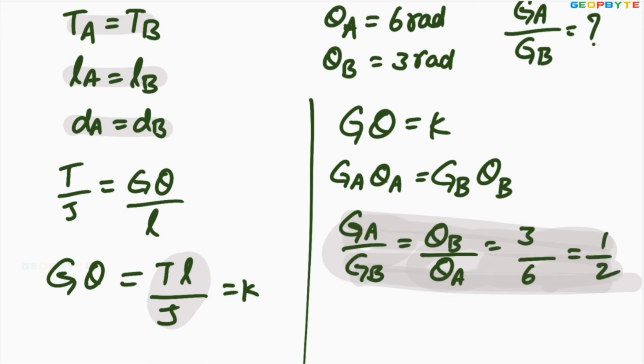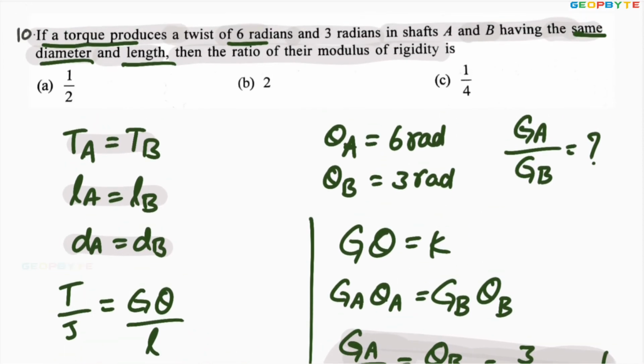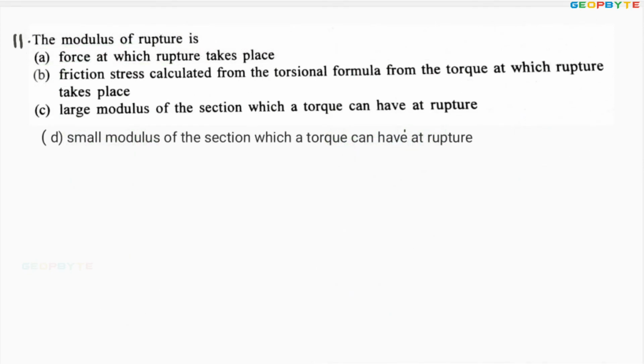Let us go for the options. Option A, 1 by 2, absolutely correct. Option A is absolutely correct. I hope all of you understood. Let us move to the next problem.